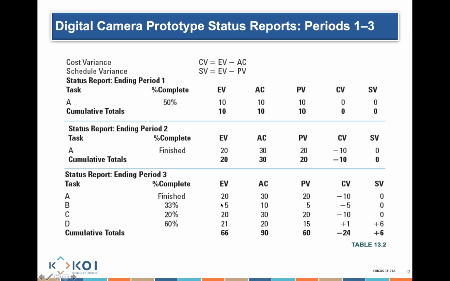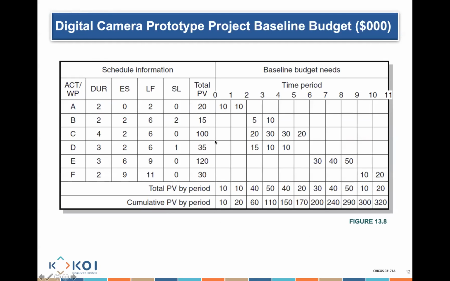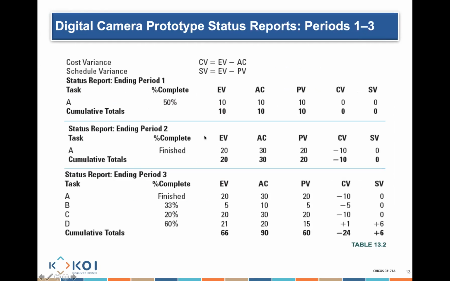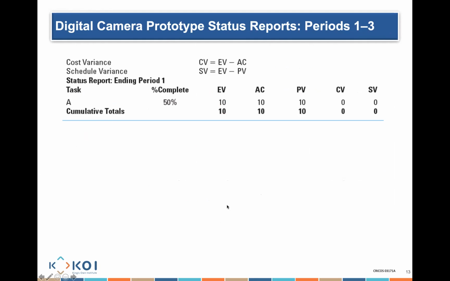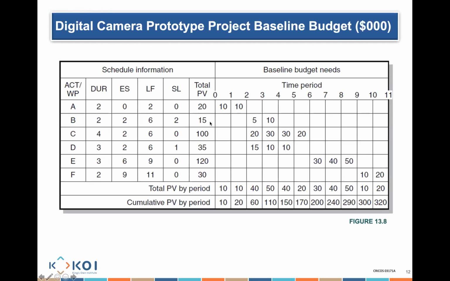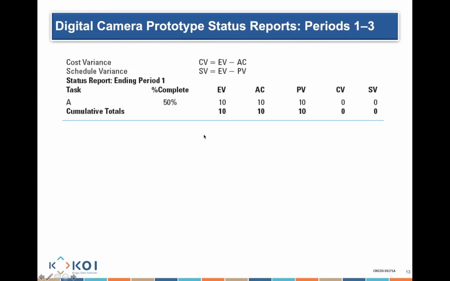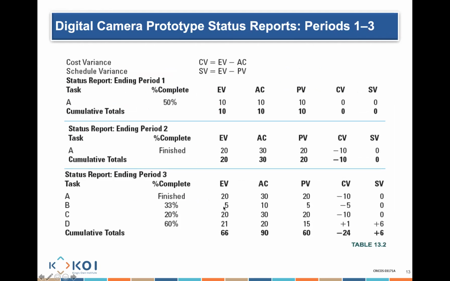Okay, sorry, 20%. I made a mistake. So what's 20% of C? How much is that? 20. So you can see here, they earned 33% of B. Now 33% is what? Equal to 5. How did you get that? Go back here. You can see 33% of 15, that's 5. C, it's 20% of 100, that's $20.